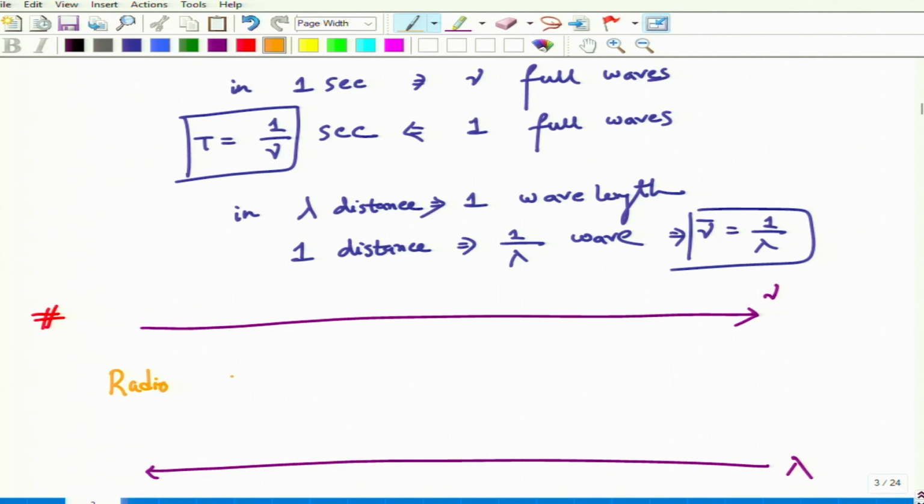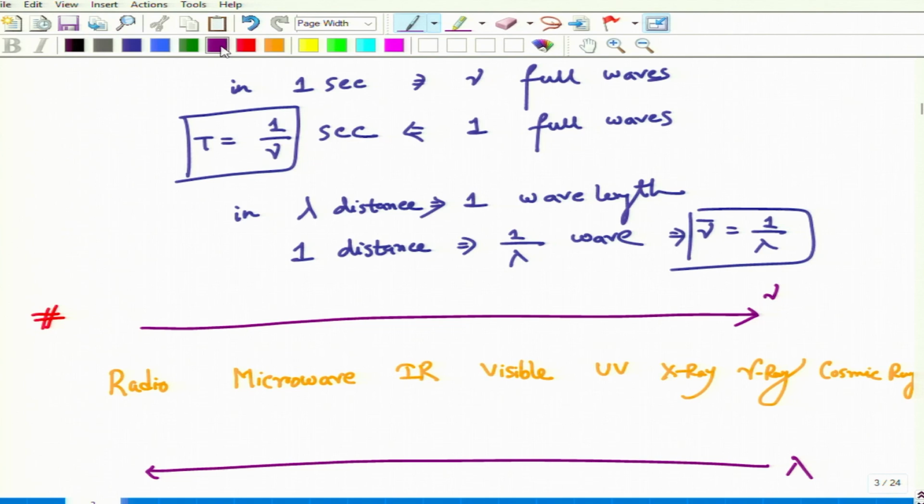Now if we make the order, it will start with the radio, after that microwave, after that IR or infrared, then visible light. Actually we can only feel this part of the electromagnetic wave, the visible region. Other parts of the electromagnetic waves our biological eye can't detect or sense. That's why it's called visible light. After that UV, meaning ultraviolet, then X-ray, then gamma ray, and at last cosmic ray.